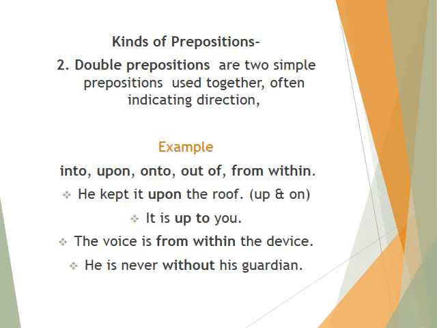Double prepositions are two simple prepositions used together, often indicating direction. Example, into, upon, onto, out of, from within. He kept it upon the roof. Upon consists of up and on. It is up to you. Here also two words make a preposition. It is up to.